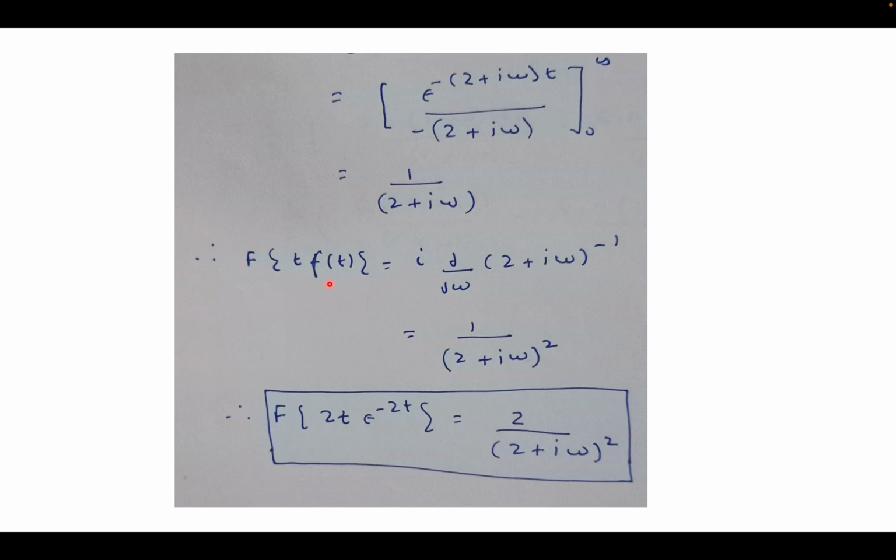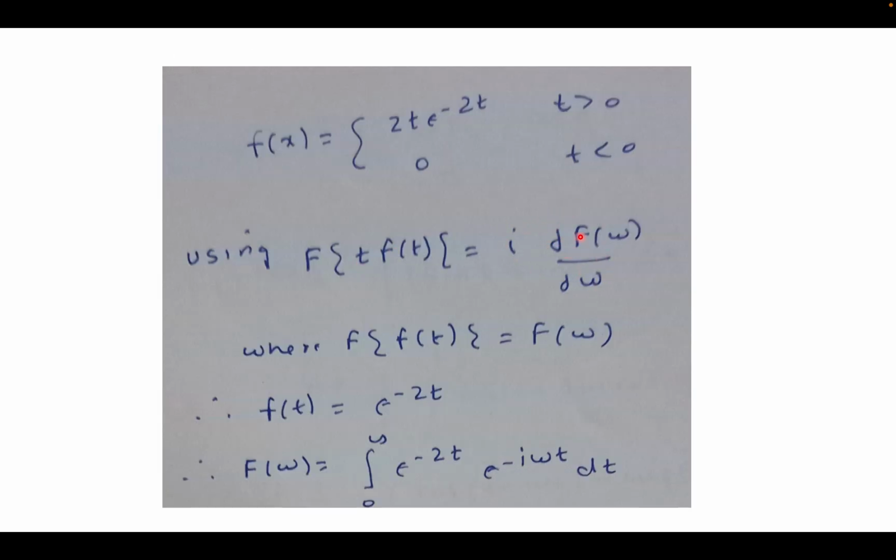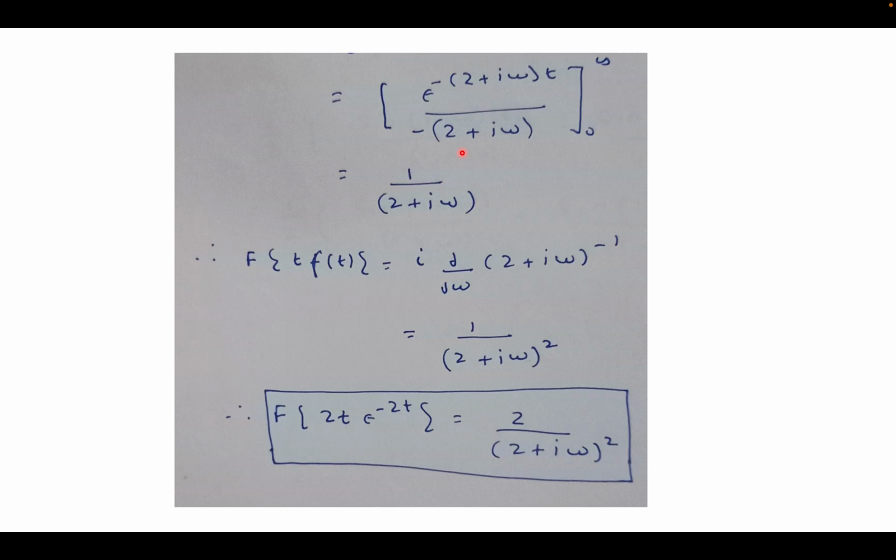Therefore, for the Fourier transform of t times f(t), we can use this property. You just need to differentiate F(omega) with respect to omega. Here F(omega) is 1 upon 2 plus iota omega, which I can write as (2 plus iota omega) power minus 1. Its derivative, multiplied by iota, gives 1 upon (2 plus iota omega) whole square, because you get a minus sign, then a 2, and then iota square, which makes it positive. So the Fourier transform of 2t e power minus 2t will be 2 upon (2 plus iota omega) whole square.